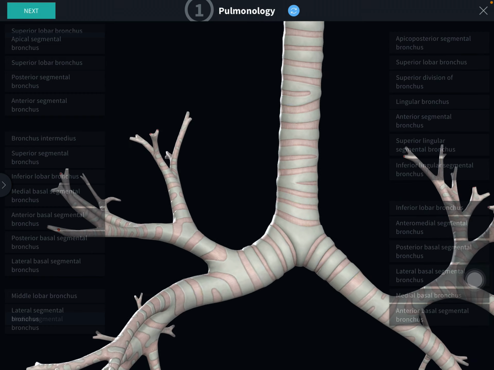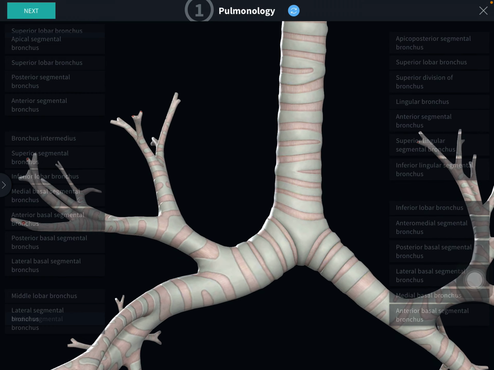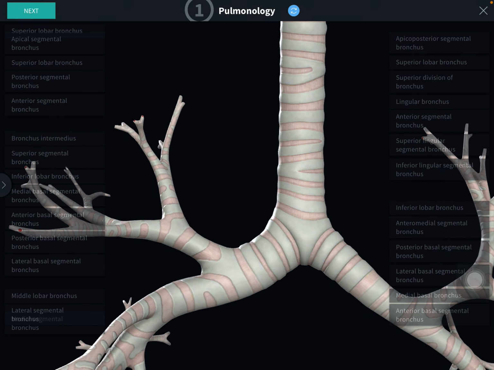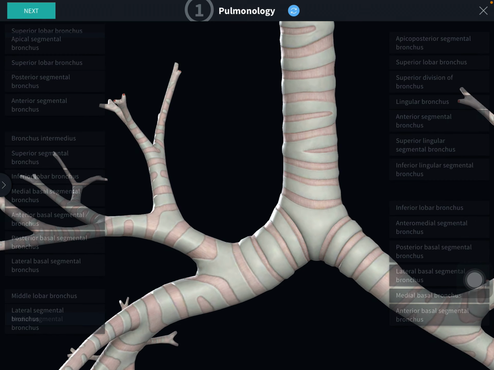The extrapulmonary part of the right bronchus is about 2.5 centimeter. So this is the extrapulmonary part. The right bronchus passes downwards and to the right from the bifurcation of trachea, making an angle of 25 degree with the median plane.